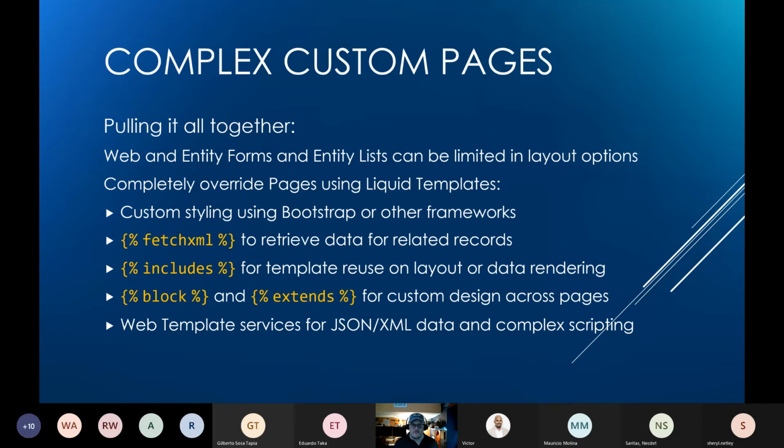We have all these different tools now. We looked at how to pull them all together into this complex page. We used liquid templates, or sorry, fetch XML. We used custom styling with Bootstrap. We used includes in a bunch of different places, block and extends for conditional layout while preserving the look and feel. And then also, I used JSON for a calendar. So I have another JSON view for the calendar page, which you can take a look at when you get a moment. So web templates as a service allowed me to have one place for all the event details and serve it up in multiple different places.